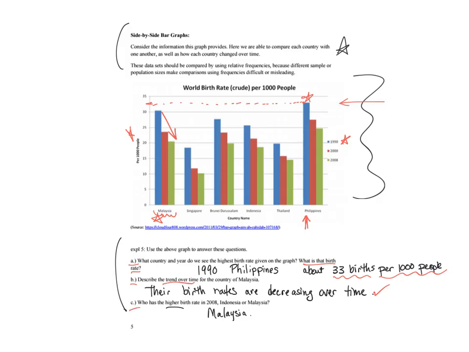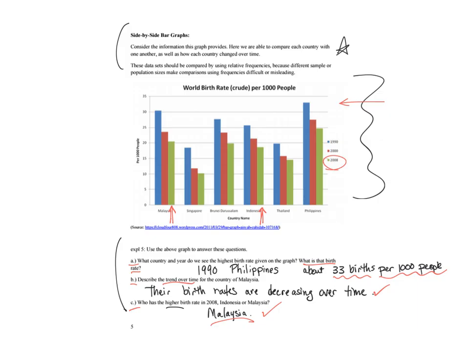Okay, part C. Who has the higher birth rate in 2008? Indonesia or Malaysia? Let me erase all that other stuff in there. And now I will think about 2008. So I've got to only deal with that green bar, and I'm talking about Indonesia and Malaysia. So I'm going to compare that green bar and that green bar. And it sure looks like Malaysia beats out Indonesia by just a tick, right? So I'm going to go with Malaysia there.